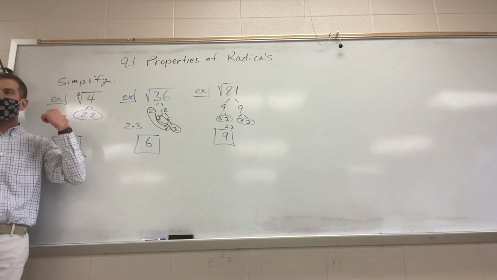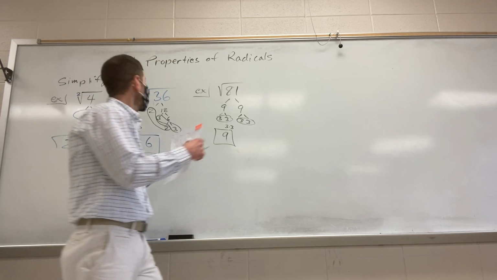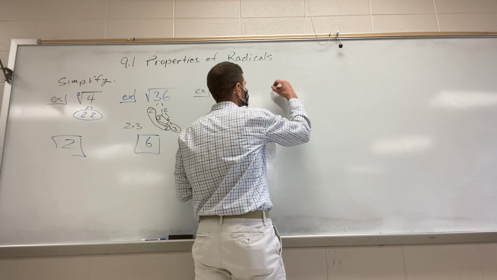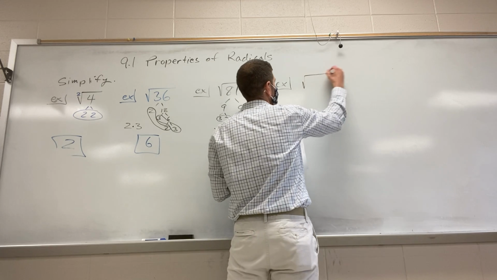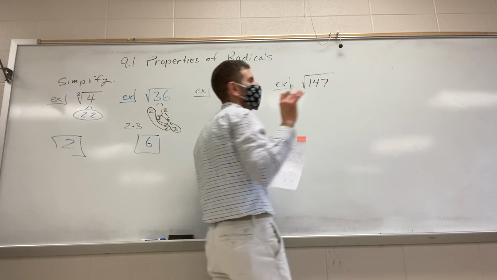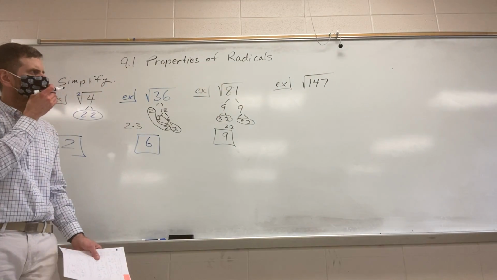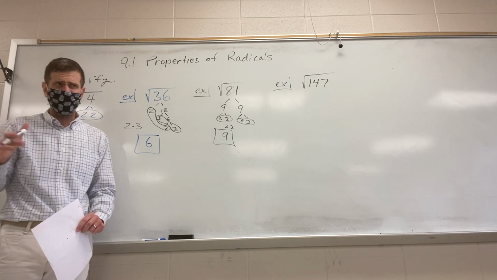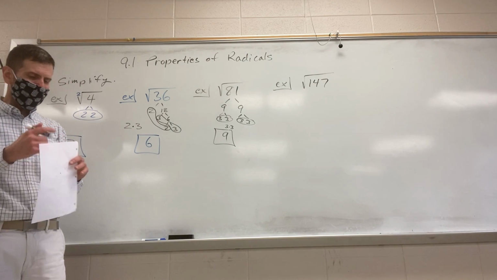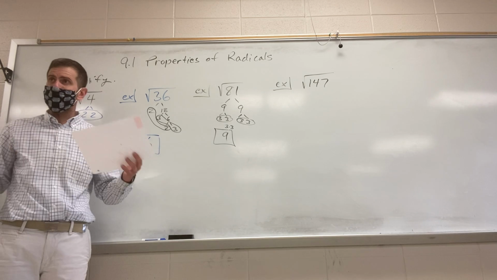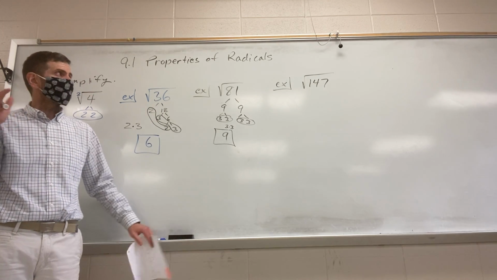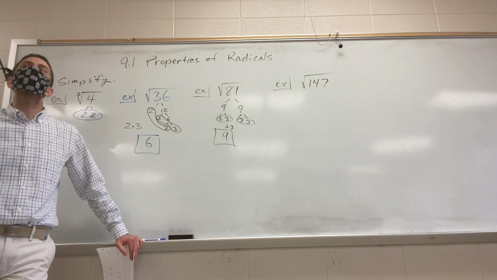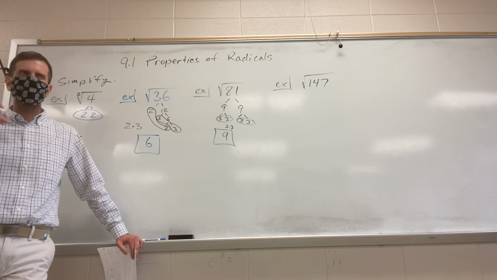You could get the answer right away. But if they don't have a perfect square, like square root of 147, see if that's a perfect square. It's not, because you get decimals, right? So if that happens, you have no choice but to try to break it down. Now what a lot of people do is they try to think of the biggest perfect square that will divide into this.